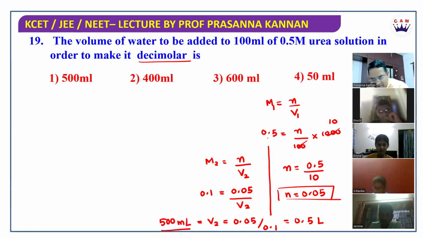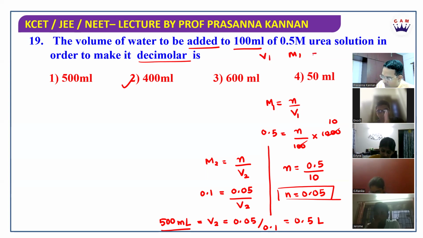But already I had 100 ml, right? So how much I should add? 400. Therefore, 400 is correct. Okay. So this is a longer process. Now, what is shorter process? Very simple. M1 into V1 equals M2 into V2. That's it. M1 V1 equals M2 V2 is the shortest possible way you can get the answer.